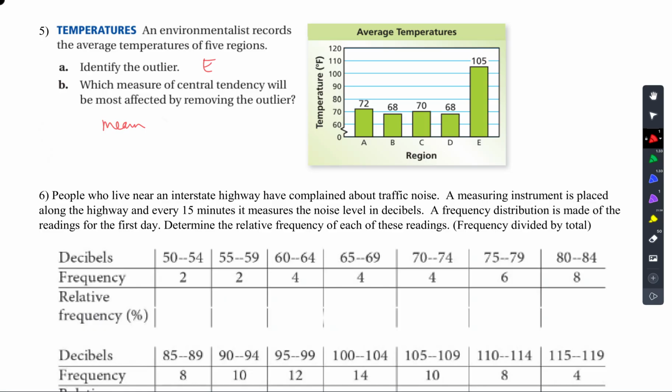Okay, so what's 5A? What's the outlier? Yes, so. Outlier is like that. Just for anything.